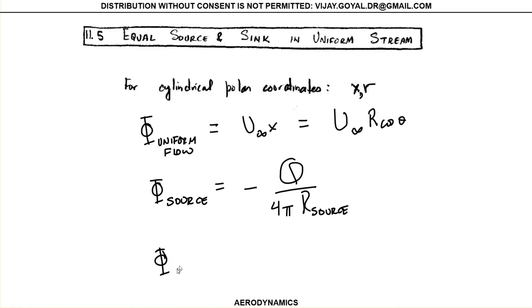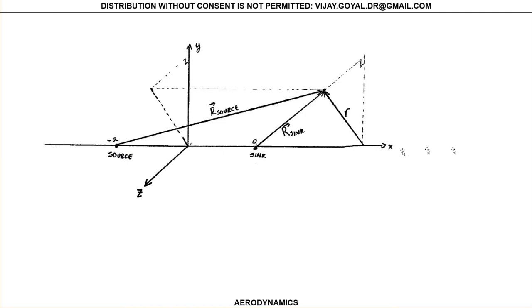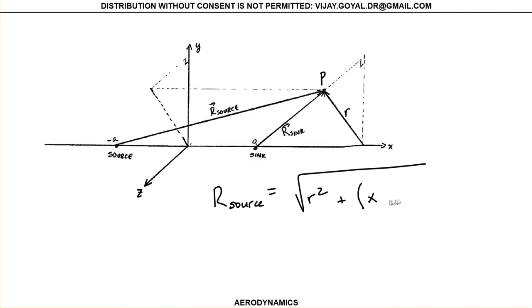Now my sink is exactly the same expression. The only difference is it will be positive, because my strength is the inverse of what's happening to the source. So if I had this case, and now I wanted to see what happens at a point P, let's say, in the body, and this is the source, and this is the sink, at distance minus a and distance a, then you can immediately see that your r source is equal to the square root of r squared plus x plus a squared.